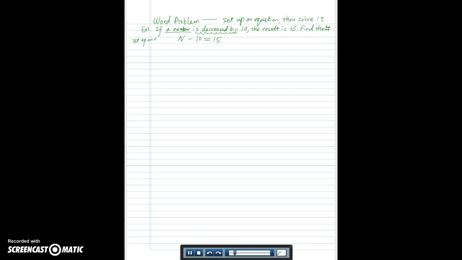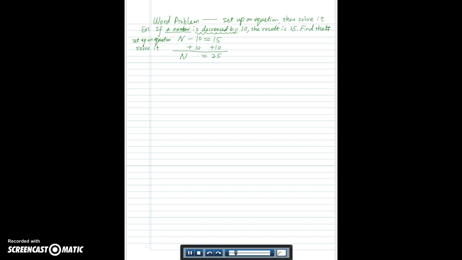So for the problems in this section, we want you to set up an equation and solve. First of all, you have to give me an equation and then solve the equation. So how do we solve it? This is what we learned in chapter 9. We try to get N by itself, and in order to get rid of minus 10, we do the opposite operation. So we add 10 to both sides. So we get N equals 25. That's the number we're looking for.